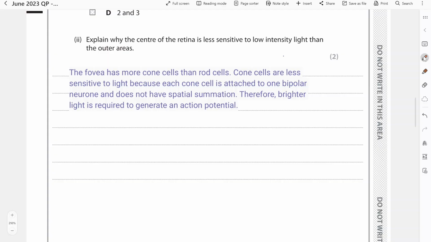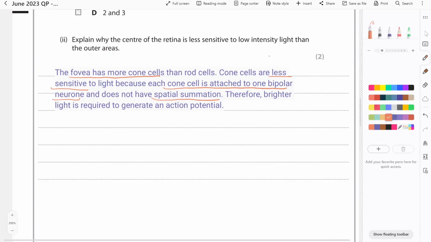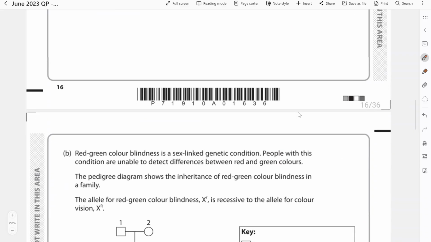Let's go over the marking scheme. The first mark is more cones, and I wrote the fovea has more cone cells. The second mark is cone cells are less sensitive to light. And then lastly, the third mark is because one cone cell is attached to one bipolar neuron. You can even mention the word spatial summation, and that will give you the same mark though. So those are the 3 points.